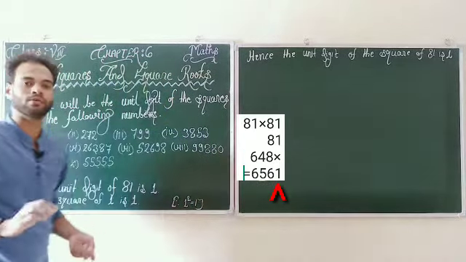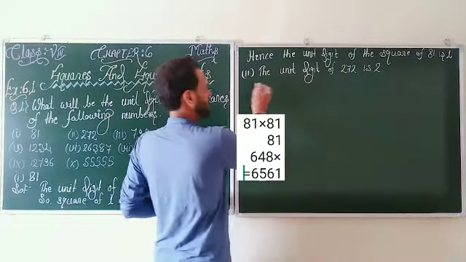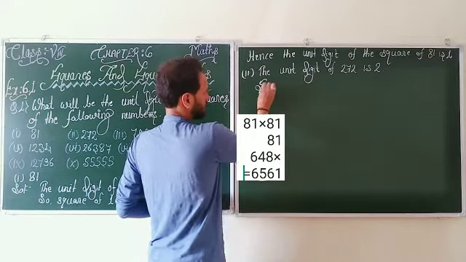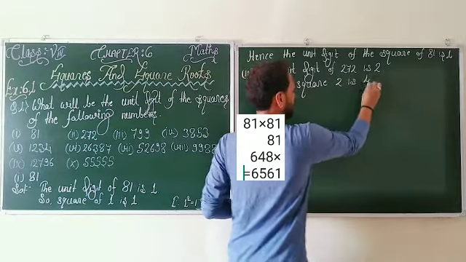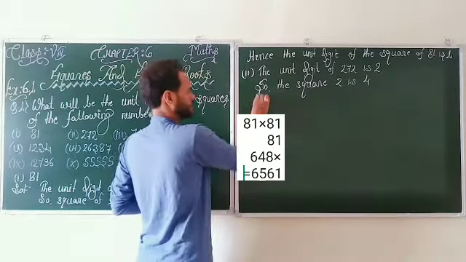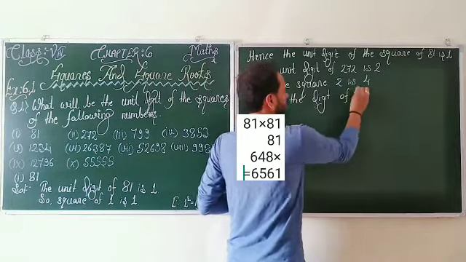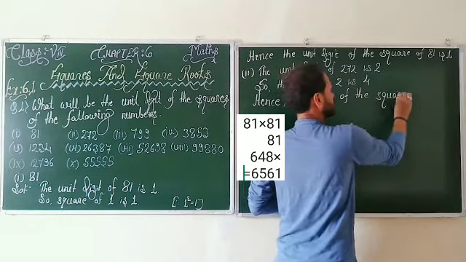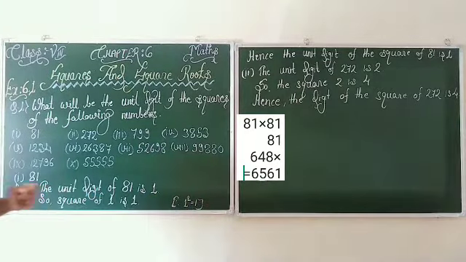Now we see the second one, 272. So the unit digit of number 272 is 2. The square of 2 is 4, और 2 का जो स्क्वायर होगा वो कितना होता है, 4. Hence the unit digit of the square of 272 is 4. क्या होगी 272 के स्क्वायर की जो डिजिट होगी, that is 4.